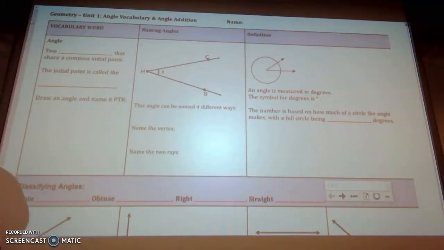All right, today, folks, we're going to talk about angle vocabulary initially, and then angle addition.